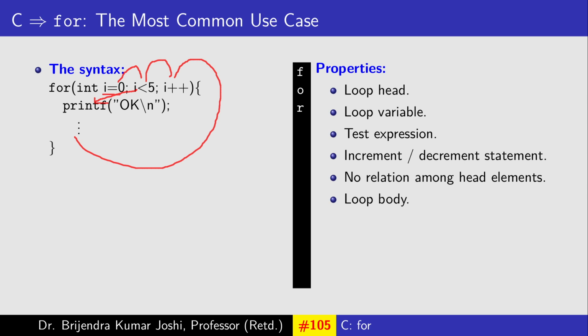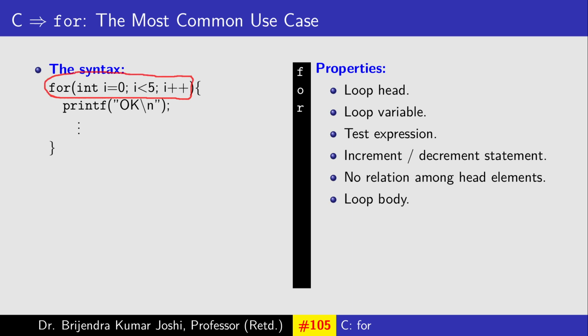How many times is this loop supposed to execute? Five times: once each for i equal to 0, then 1, 2, 3, 4. As soon as i becomes 5, this condition fails, or evaluates to false, so it terminates the loop. It does not enter the loop again. A few properties: we know what the loop head is. This one is the head of the loop.